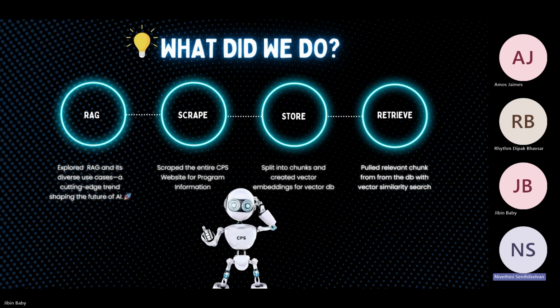Next, to initialize, we grabbed the entire CPS website for program information such as tuition fee and course structure of a program. Then we split the collected information into chunks and stored it in a vector database in the form of vector embeddings. In the end, based on the user's input query, we pull the relevant chunk from the database by performing a vector similarity search.